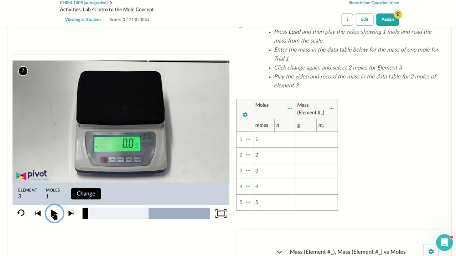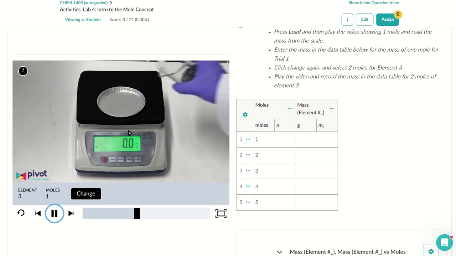So we are going to hit play. And first they put the weighing boat. Obviously the weighing boat has matter, right? So it's going to show a mass. It weighs something, and we don't want that to interfere with our mass, so they tare it. In other words, they zero it out. That's what happened just now.